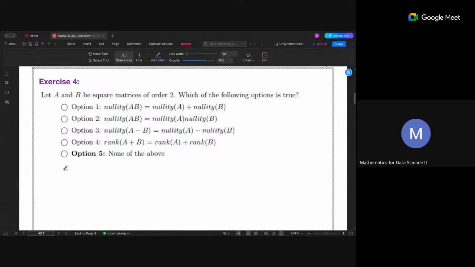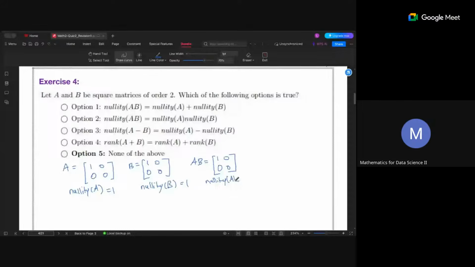Suppose you are taking A is this and B is this. What is AB? Square matrix of order 2. The same matrix actually, right? What's the nullity of A? 1. What's the nullity of B? 1. In fact, all are the same matrices, so everything has nullity 1. So from this, what about the first one? Can we say that option 1 is incorrect from this? Yes, ma'am. So we can see that this is incorrect.